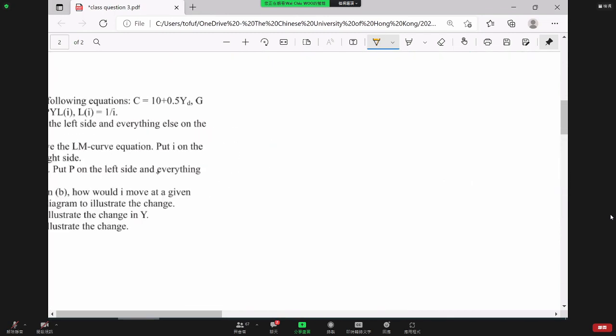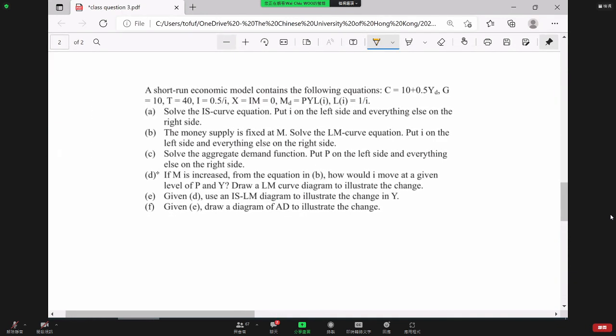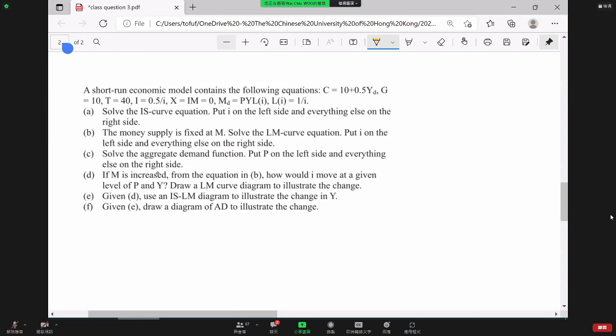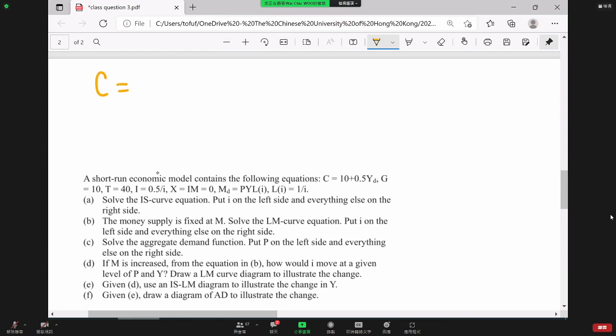Okay, let's do another class question, which is actually a mathematical model. Sometimes you have to work with the mathematical model to get the answer. The model is, well, you have consumption function C equal to this, G, T.